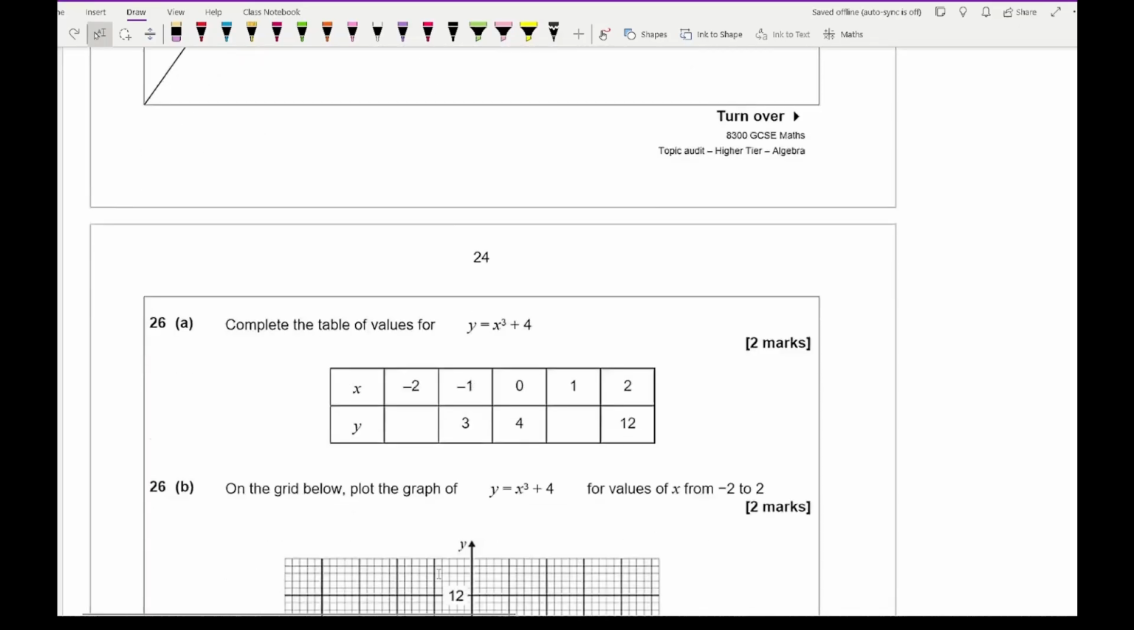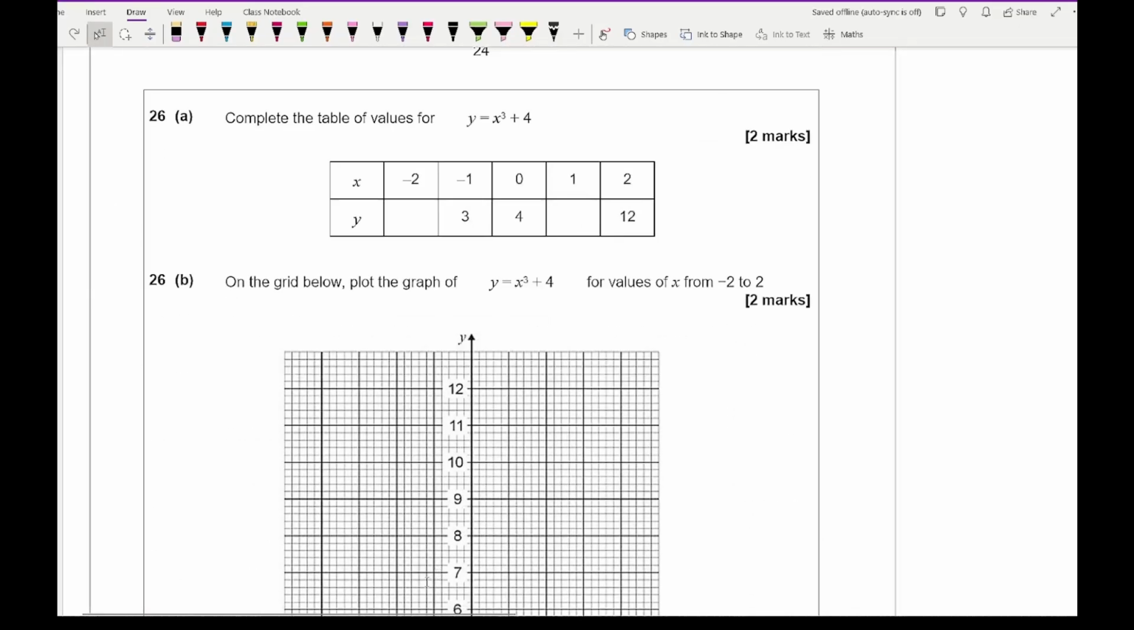Then moving on to question 26, it says complete the table of values, and we've got the equation y equals x cubed plus 4. So to work out this number here, all I've got to do is substitute x equals minus 2 in there. So it'll be minus 2, and I put it in brackets, cubed plus 4. Now minus 2 times minus 2 is 4, times minus 2 is minus 8, so it's minus 8 plus 4, which is minus 4. Then for the next one, we're going to substitute x equals 1, so it's going to be 1 cubed plus 4, which is 5.